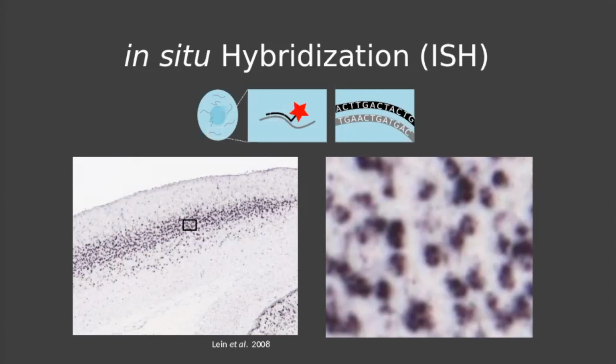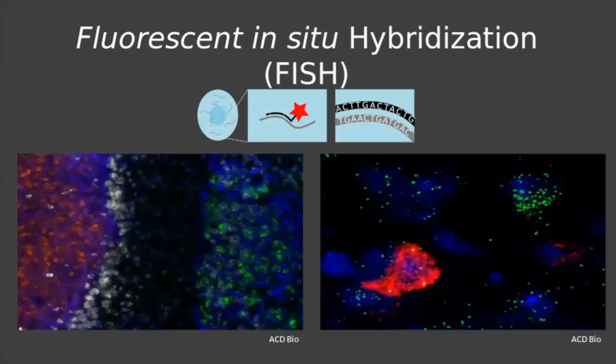Can I see some hands? How many of you did this method? Quite some. There is also a variant which is fluorescent. In that case, the red star is a fluorophore, and this is called FISH, from fluorescent in situ hybridization.